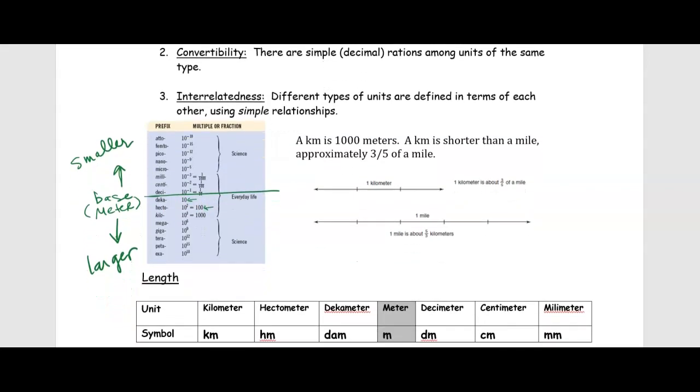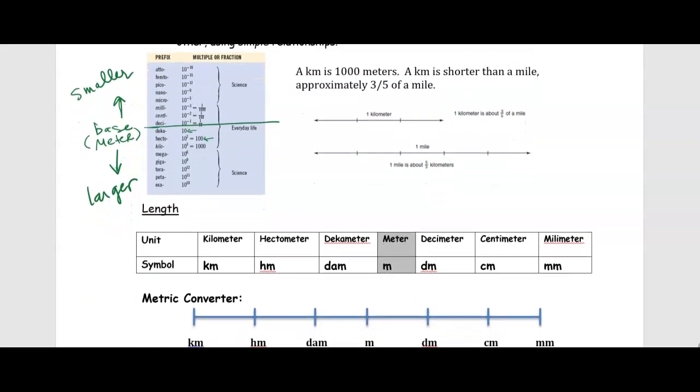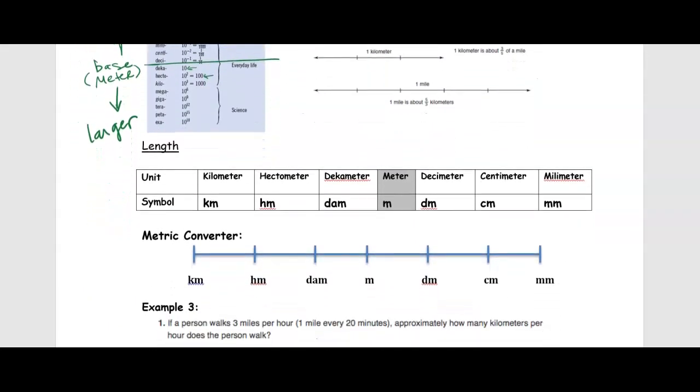So let's go ahead and we're going to just jump down here, and we're going to do example 3. Now this metric converter for the metric system is super handy, and I'm going to talk about that in example 4. But let's go through example 3 first. So example 3 asks about miles and kilometers. So I'm just going to circle the conversion right up here. So we know that 1 mile is equal to 5/3 of a kilometer.